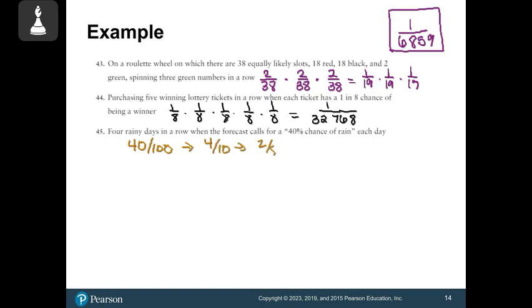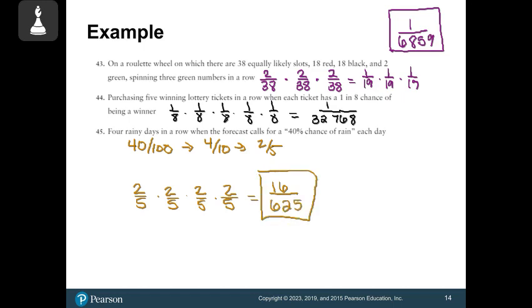All right, so we want rainy day 1, rainy day 2, day 3, and day 4. And then we're just going to multiply across. Multiply all the 2's is going to give me 16. Multiply all the 5's, 625. So the probability of getting rain for the next 4 days is 16 out of 625.